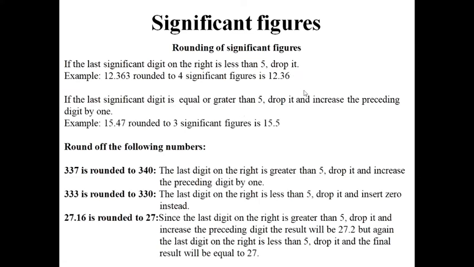Here is rounding of significant figures. Suppose the last significant digit on the right is less than 5, drop it, like that. Here is the example: 3 is less than 5, so you can drop it, and you will write it like that.